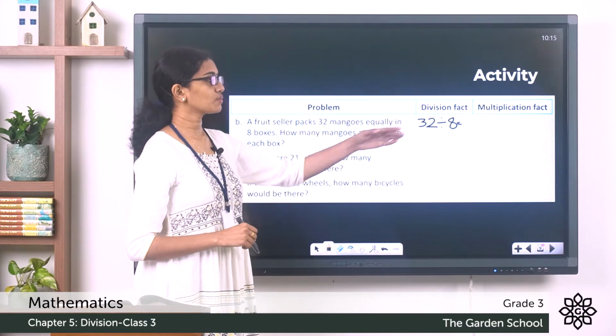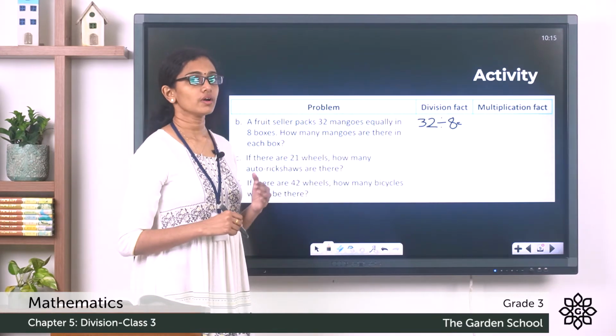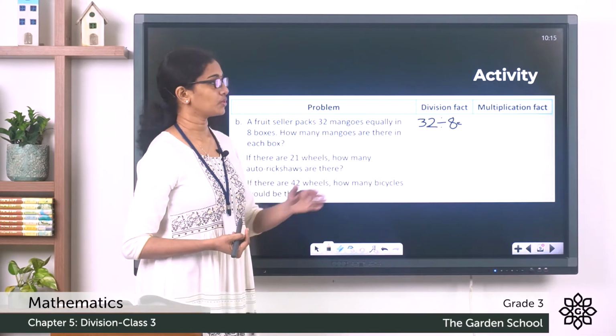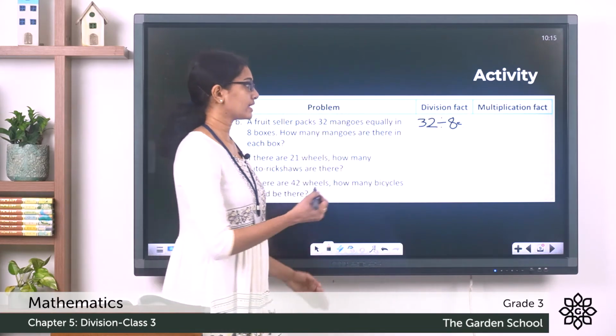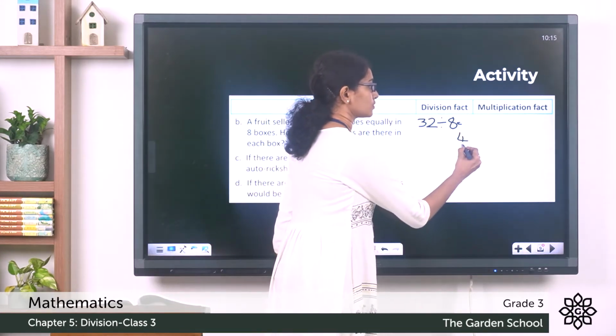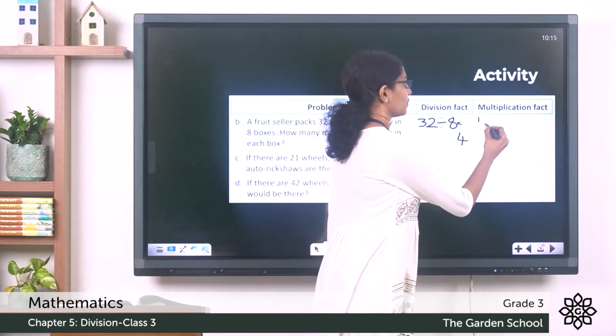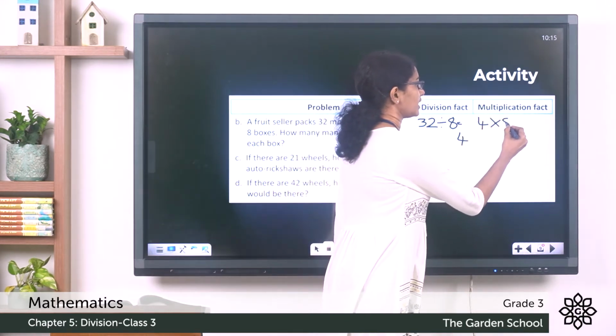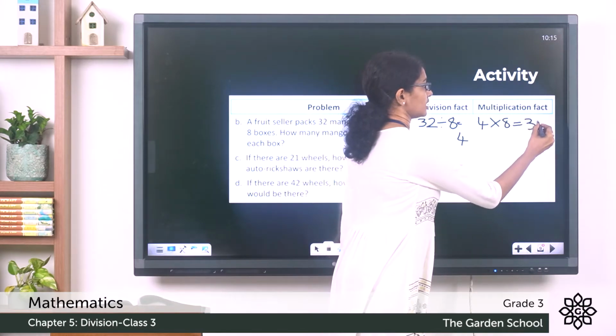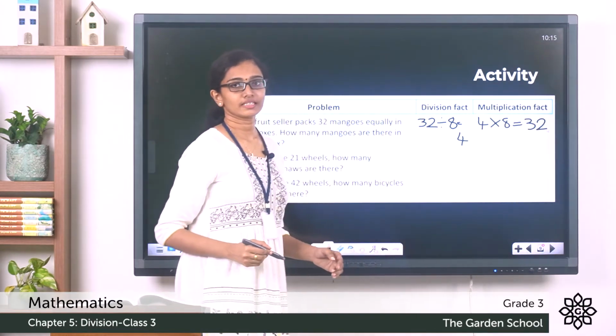So what is 32 divided by 8? We know 8 fours are 32. So 32 divided by 8 is equal to 4. And the corresponding multiplication fact is 4 into 8 is equal to 32. Hope you did this correctly.